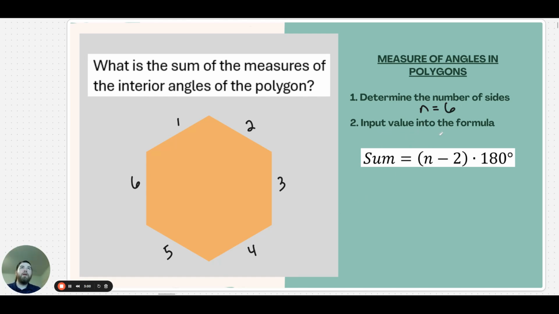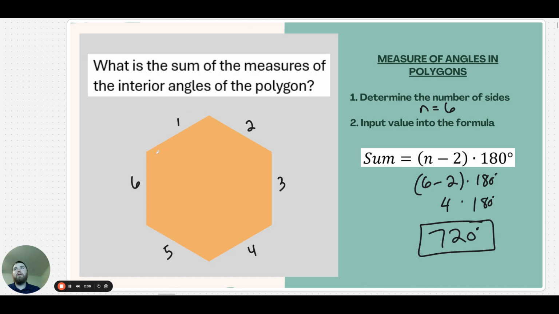And so now what I need to do from here to find the measure is just plug it into that formula. So it's n minus 2, so 6 minus 2 times 180 degrees. So that comes out to be 4 times 180 degrees. And so when I multiply those together, that comes out to be 720 degrees. So that means that each of these interior angles are all going to add up to be 720 degrees.